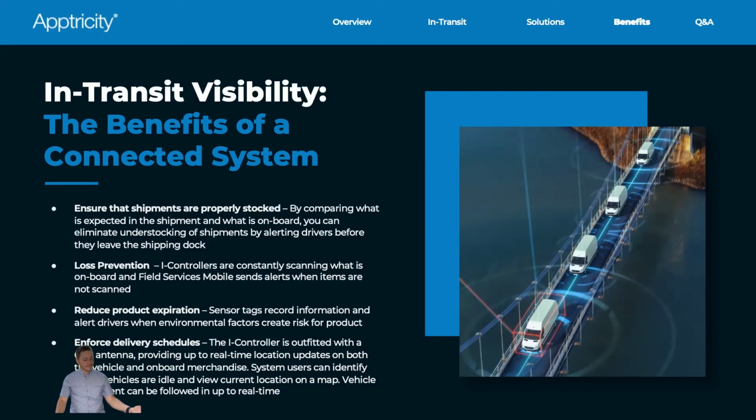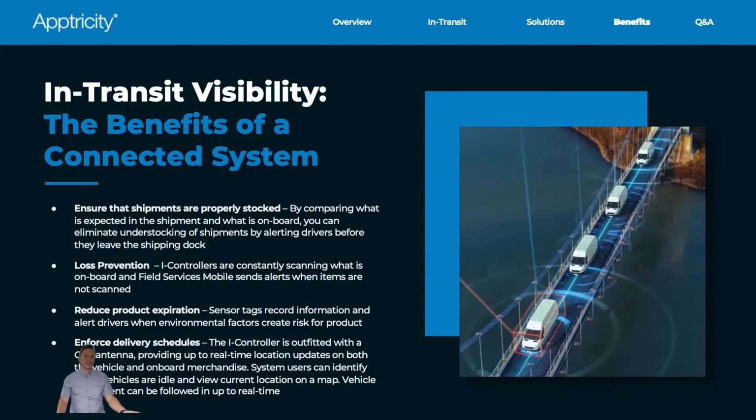but enforcing delivery schedules. Because the iConnect controller is in the vehicle and it has a GPS antenna, you know where that vehicle's at. And therefore, you know where they should be at given points in their shipping route. So if they're running behind, you can reach out to the driver and say, hey, I see that you're only at this point. You need to be at this point by now. Maybe you should stop taking so many breaks.